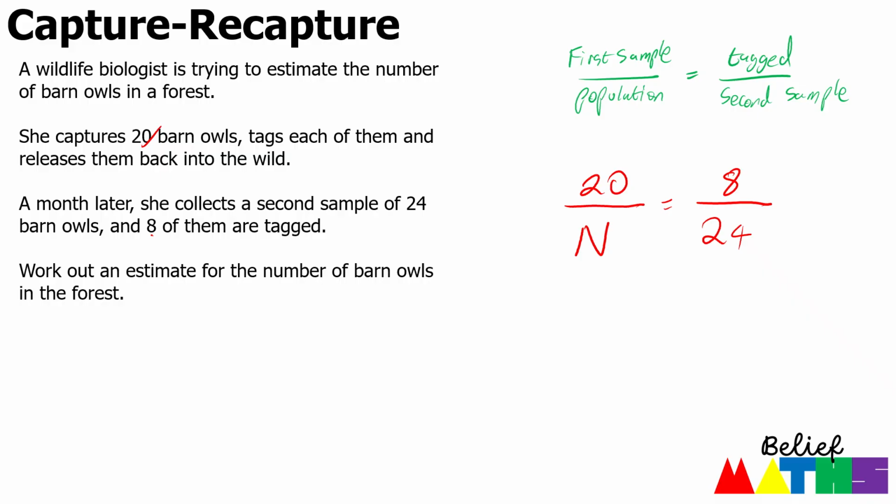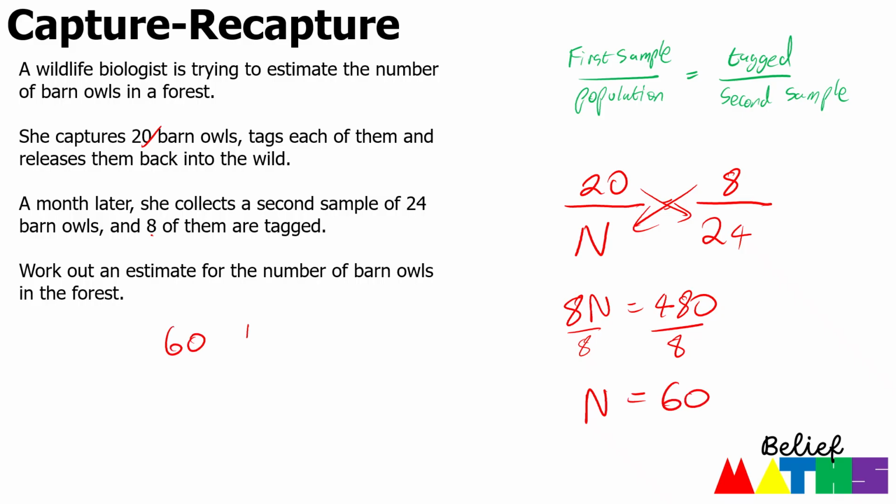And we can cross multiply here. So 8 times n is 8n. And 20 times 24 is 480. So I've just multiplied this number by this number, and this number by this number. And then to solve, we just divide both sides by 8, solving a simple equation, and then we get n equals 60. So we would estimate there to be 60 Barnells in the forest. And that's how we estimate our population using capture recapture.